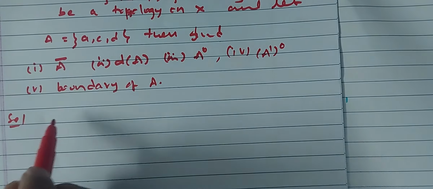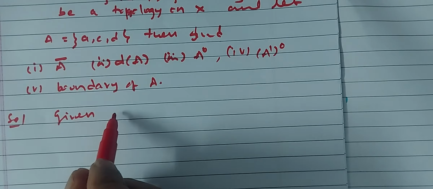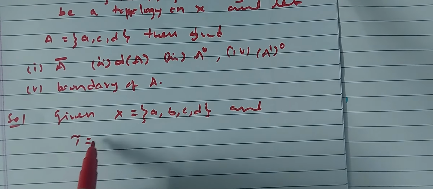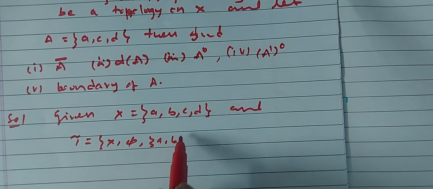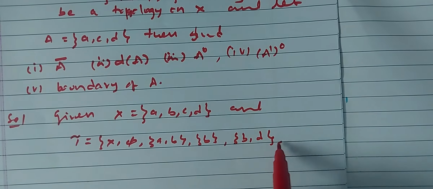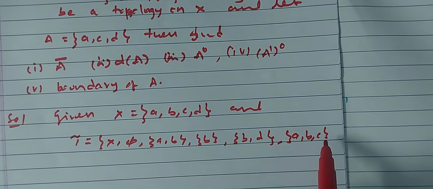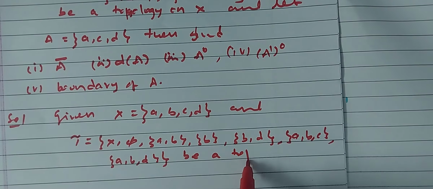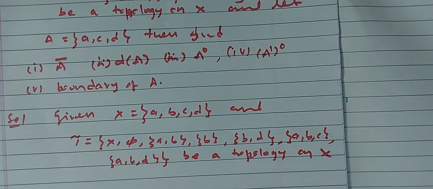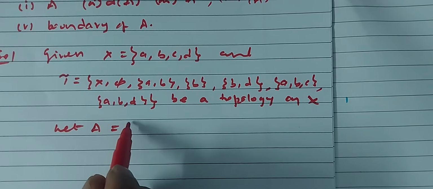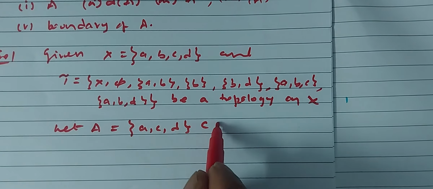Next, solution. Given capital X is the set {a, b, c, d}, and τ is the set {X, φ, {a, b}, {b}, {b, d}, {a, b, c}, {a, b, d}}, a topology on X. Next, let capital A be the set {a, c, d}, which is a subset of X.